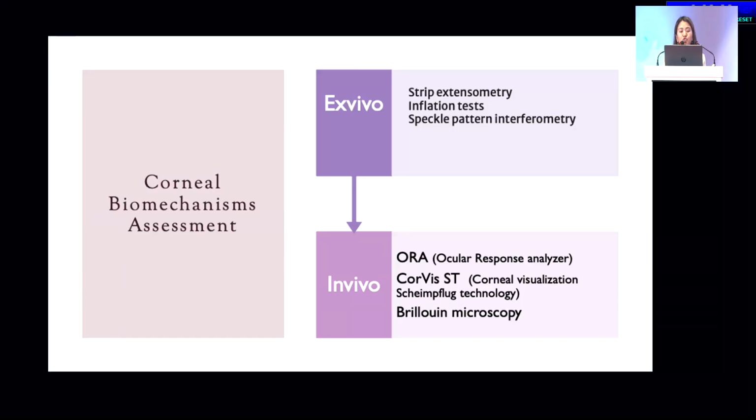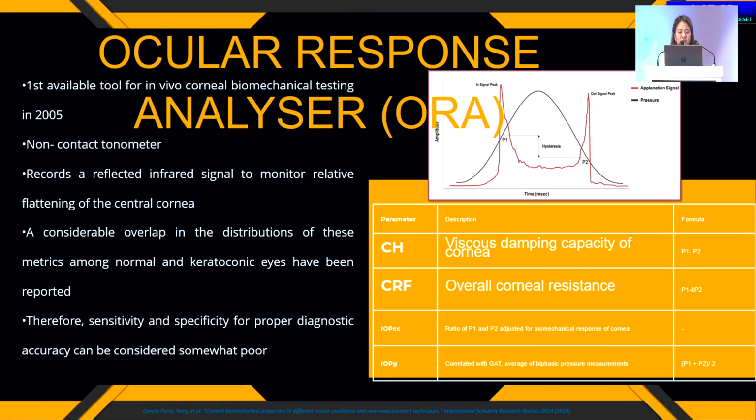vision. So, biomechanical assessment ex vivo can be done with strip extensometry, inflation tests, speckle interferometry, etc. While in vivo, we know Aura, which has been there for a long time, since 2005. Then the recent one is Corvus ST, and also Brillouin microscopy, which is still in the initial stages, so we don't have much information about it. I'm going to cover mainly the Corvus ST part.